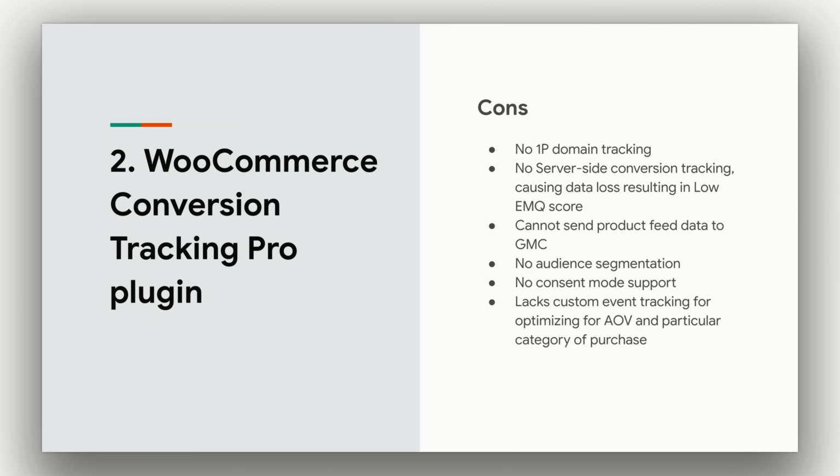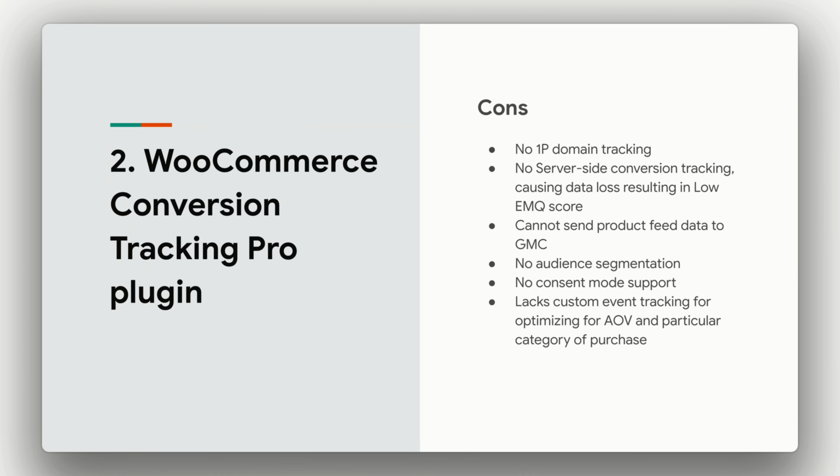Next, let's move on to cons. One of the major cons is this Conversion Tracking Pro tracks the conversions on the browser side. There is no server side tracking, and therefore the data losses will be high because of the data privacy updates and third-party cookie deprecation and all of that. This all will result in a low EMQ score because you don't have the flexibility to send all the parameters that you want to send, and you can't even track effectively.